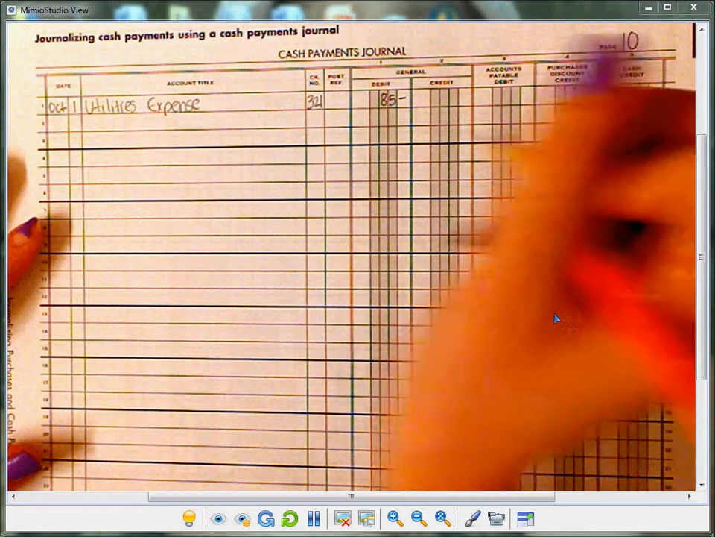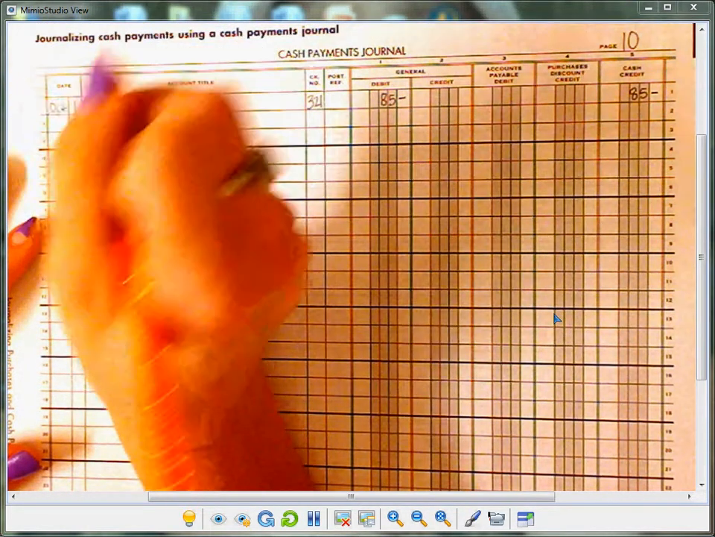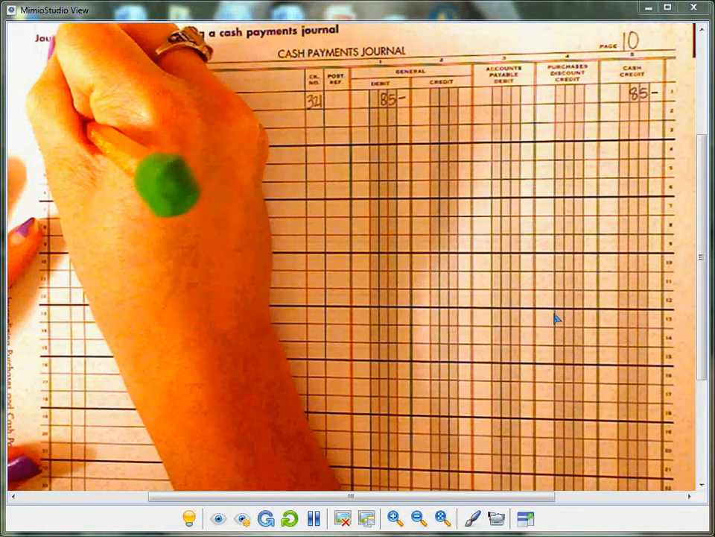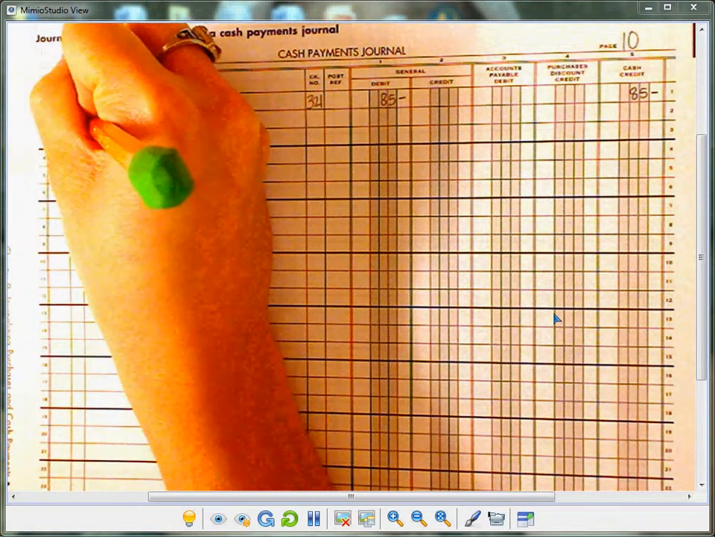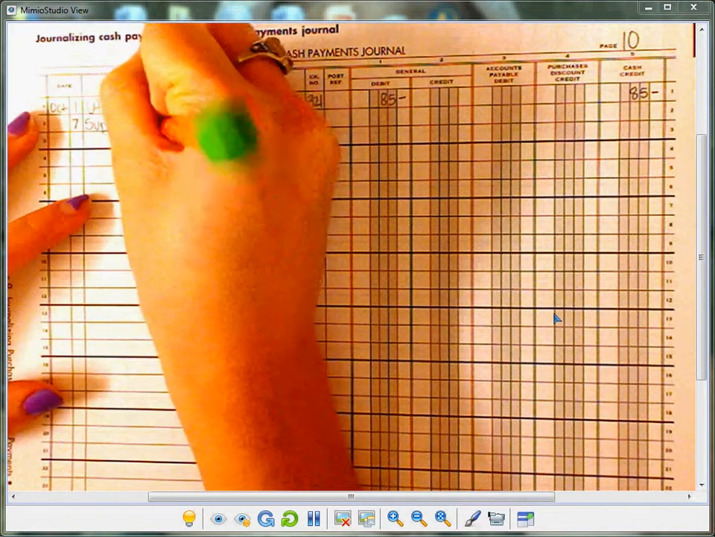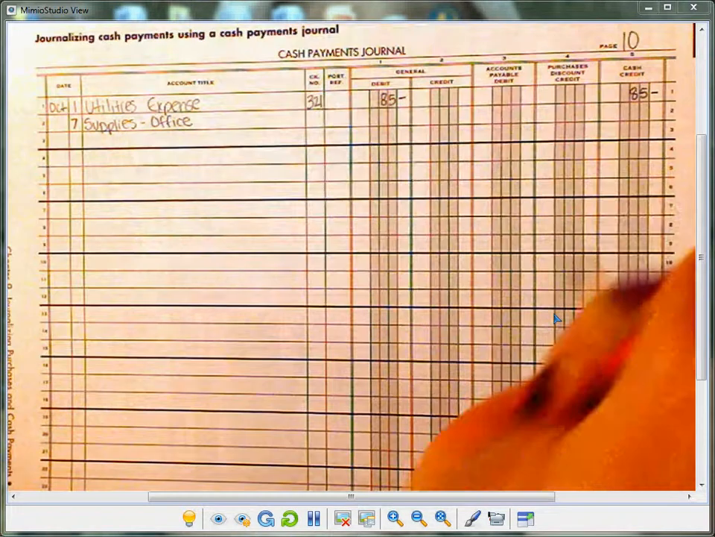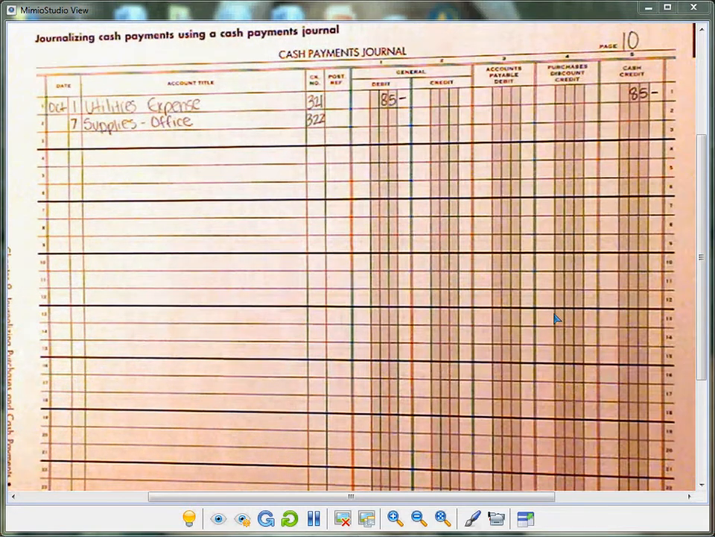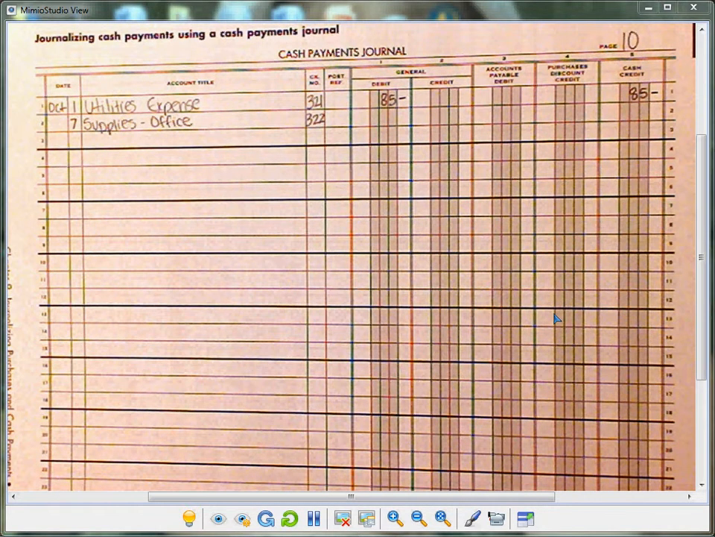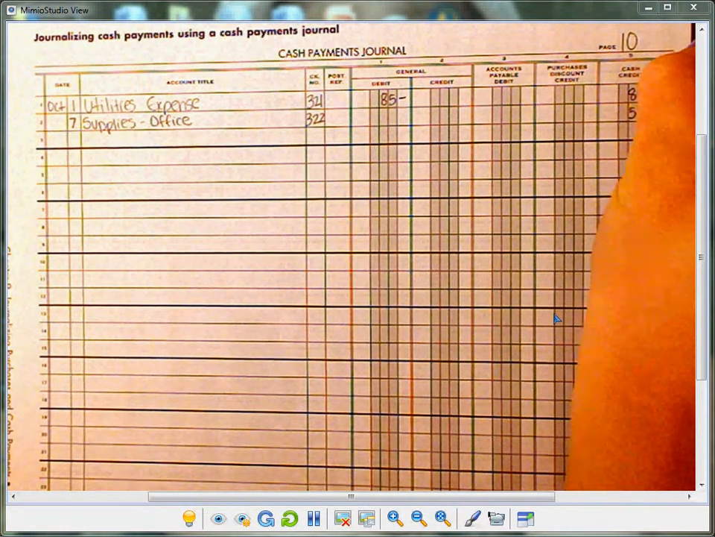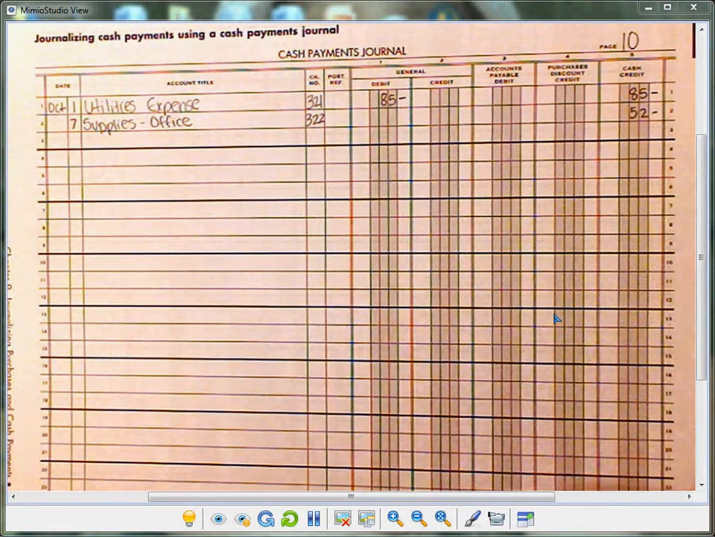Okay, next on October 7th, we paid cash for office supplies, $52, C322. For date's the 7th, what's our account title going to be? Supplies dash office. Check number 322. Okay, what columns is our $52? Okay, cash credit for sure. And then our debit. Okay, general debit.